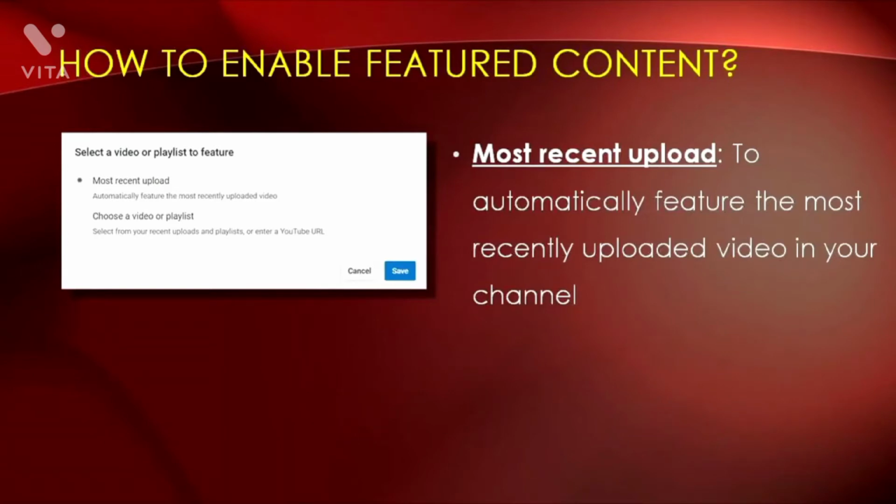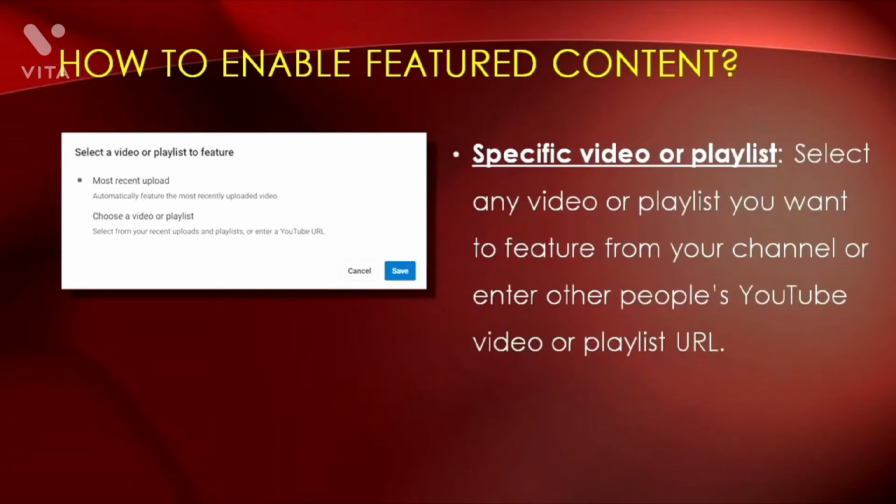Most Recent Upload is where you choose to automatically feature the most recently uploaded video in your channel. This means that YouTube will automatically feature the video that is most recently uploaded in your channel in the featured video slot. On the other hand, specific videos or playlists are where you can select any video or playlist you want to feature from your channel, or you can enter other people's YouTube video or playlist URL.